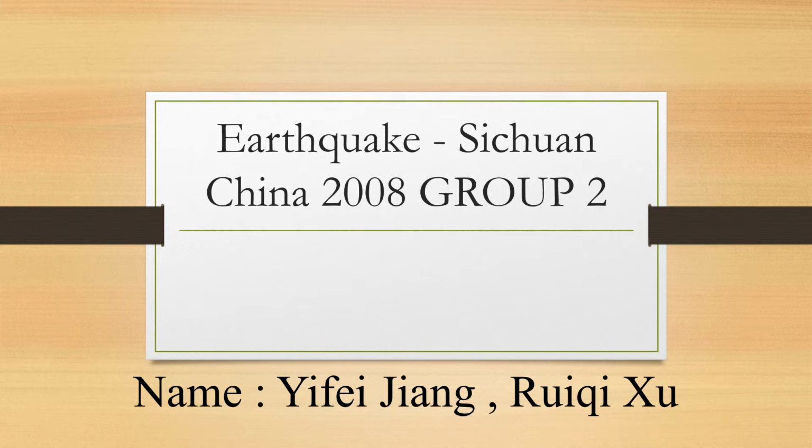So we did our project on the Sichuan earthquake, which occurred on May 12th, 2008, mainly in southwest China's Sichuan province. The Sichuan earthquake can also be called the Wenchuan earthquake. It happened in the central mountains area of Sichuan and is a very destructive earthquake.